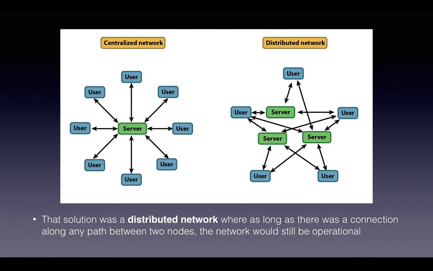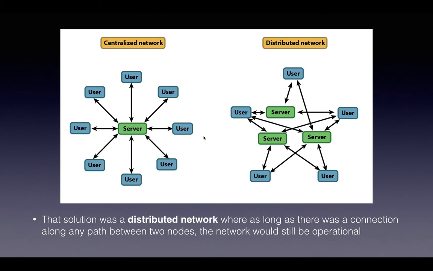The solution that they came up with was something called a distributed network. Here are two simple diagrams of what the network topology looks like for a centralized network versus a distributed network. In a centralized network, you've got a central server location and everything connects to it. If you blow up the server with one of your missiles, then all of a sudden no one can communicate with each other, because they all have to go through this one central place.